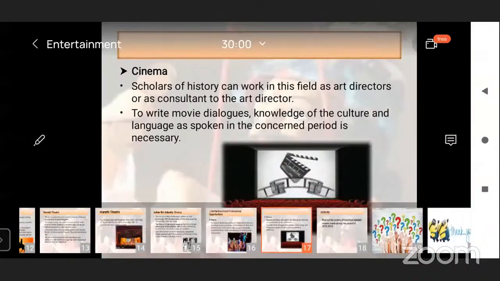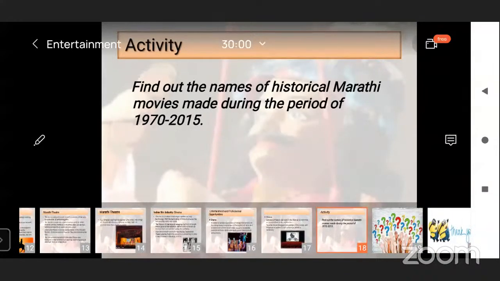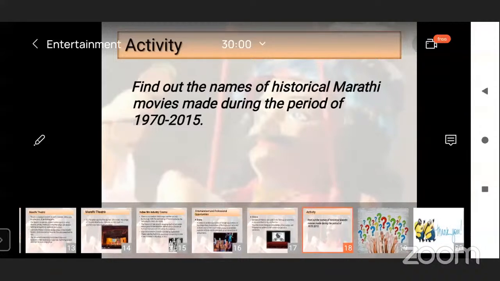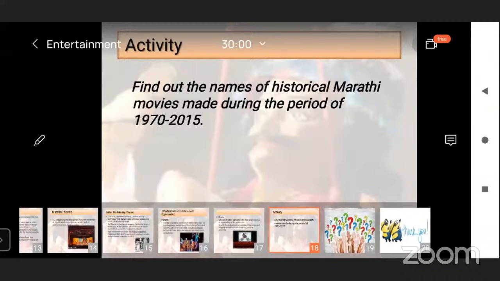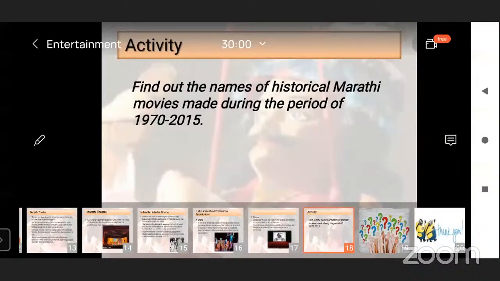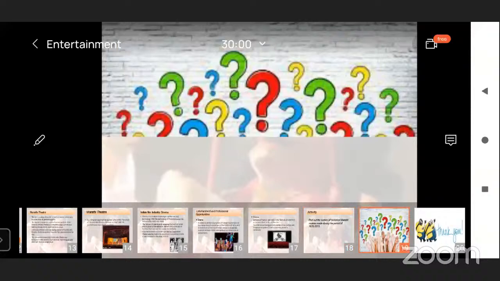Okay, so students, here is your assignment which you have to complete. It is very interesting. You will enjoy doing that. You have to find out the names of the historical movies. Last time I gave the Marathi movies, but this time I will give you Bollywood movies only. From 1970 till now, till 2015, write down the list of historical movies, the movies which are based on history. Complete that and please submit it to your respective teachers.